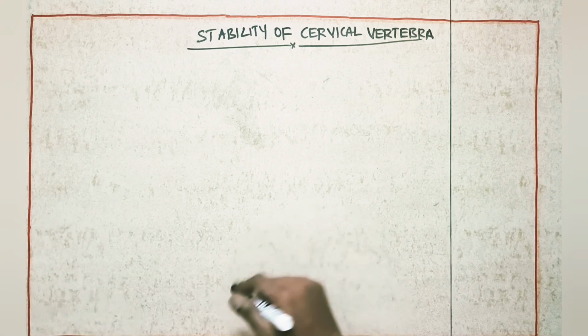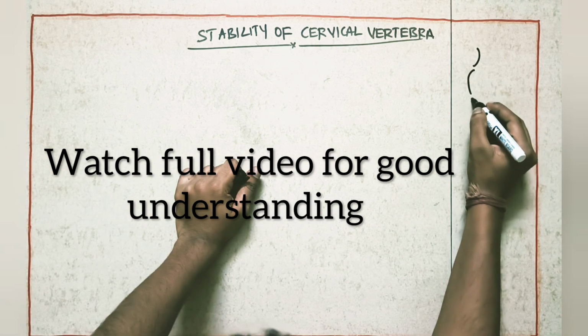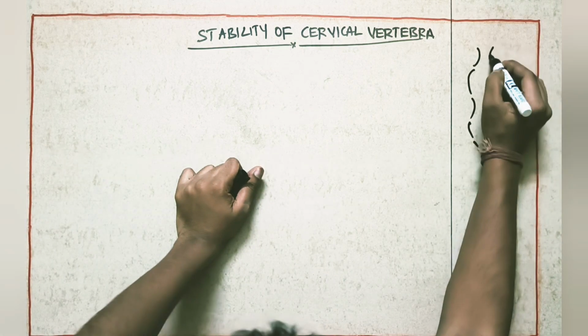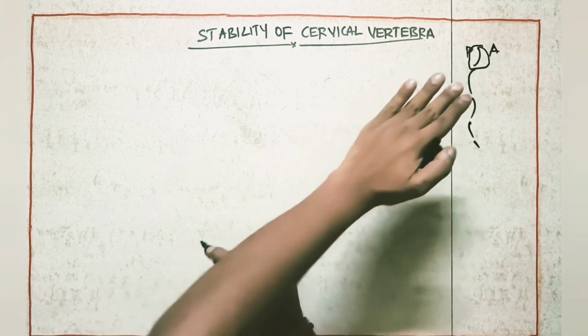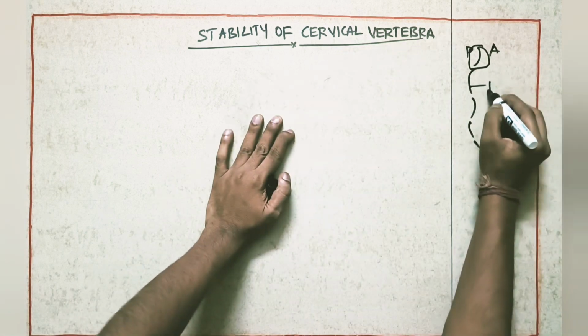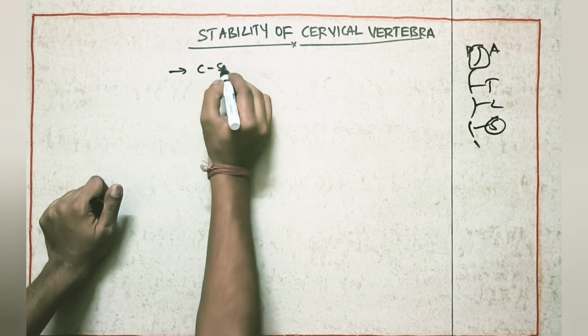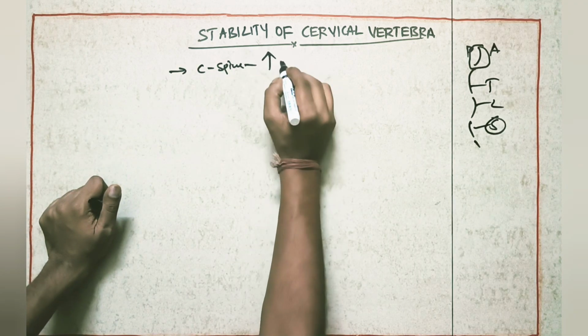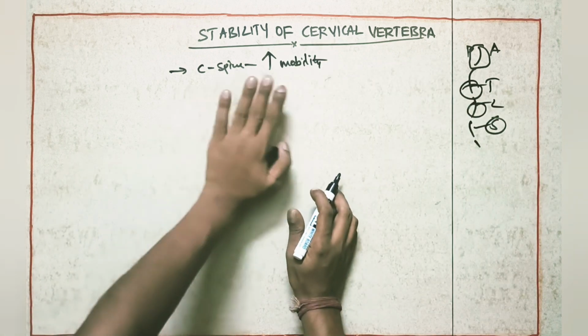So here the topic is stability of the cervical vertebra. If we take cervical spine, thoracic spine, lumbar spine, sacral spine and coccyx, anterior, posterior. Here the stability of the cervical spine is different from thoracic, lumbar and sacral. Even though it is different, the cervical spine has more mobility compared to thoracic and lumbar. So it has more mobility.